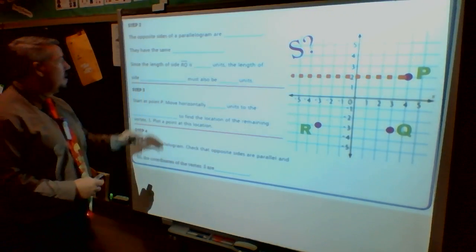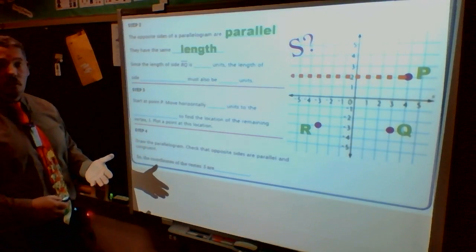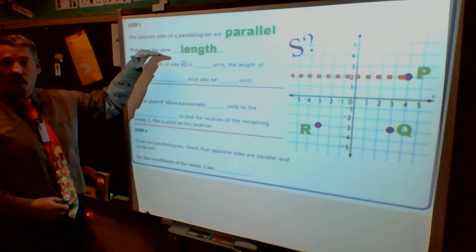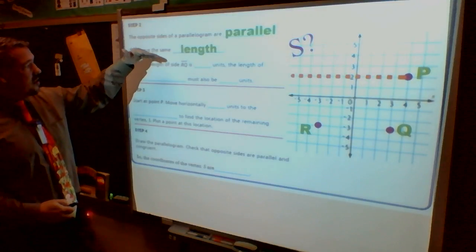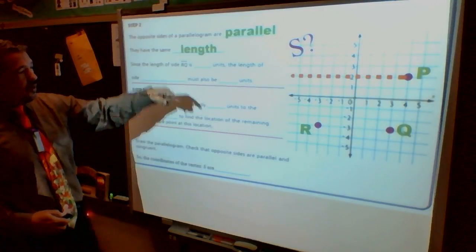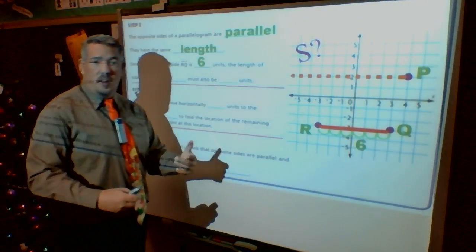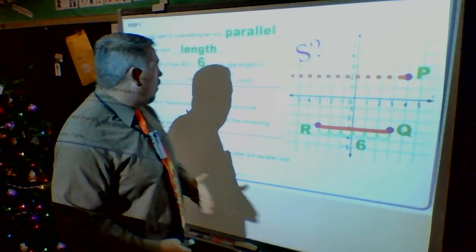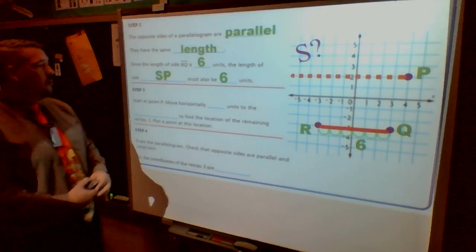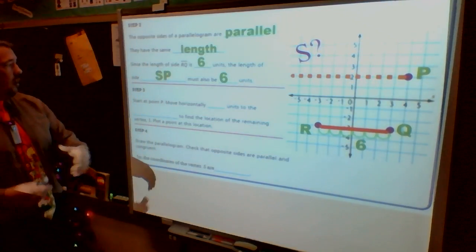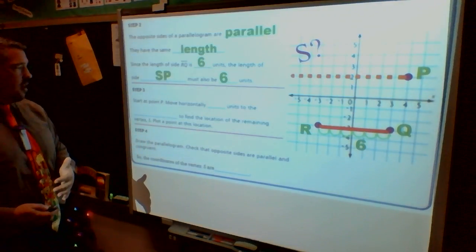The opposite sides of a parallelogram are what? They're parallel, right? Okay, so they have to also have the same length. Well, if that's true, then since the length of the side, line segment RQ, which is here, is 6 units, and I know that because I'm just going to count them, and there are 6, then the length of the top side, PS, or SP, must be 6. Alright, so that should make sense.